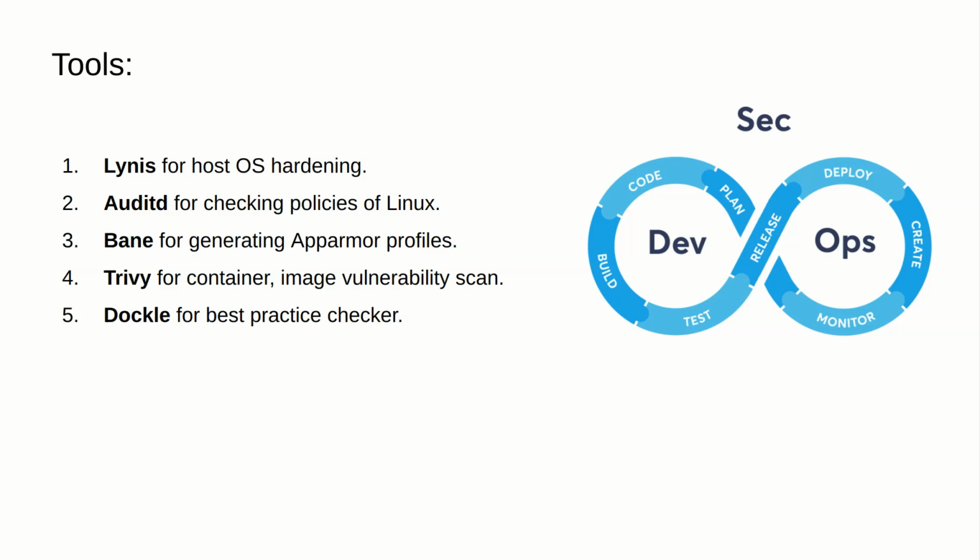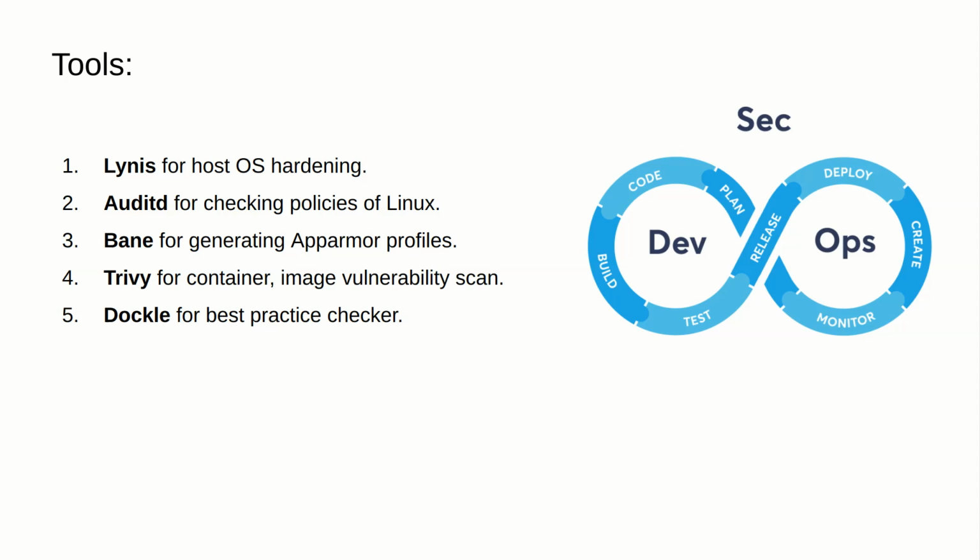The second one is auditd, another tool which checks the policies of the Linux. The third one is Bane, which creates AppArmor profiles which you can apply onto your container images, and you can have secure containers which are well protected because of these AppArmor profiles. Trivy is a tool which scans for vulnerabilities inside a container and the image. It looks for any vulnerabilities, any bugs which are out there, and gives you suggestions on what to do.